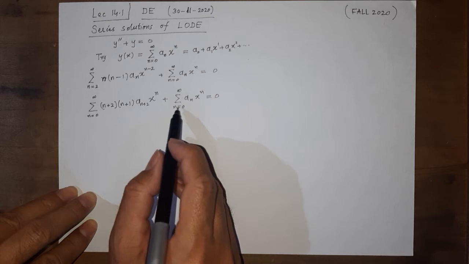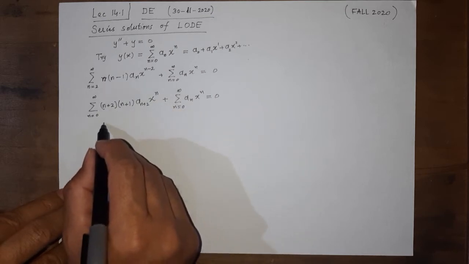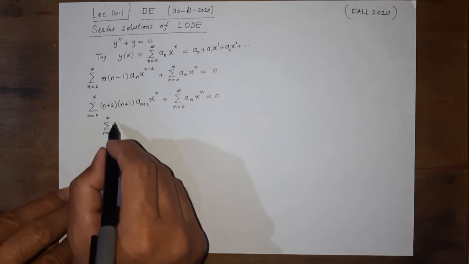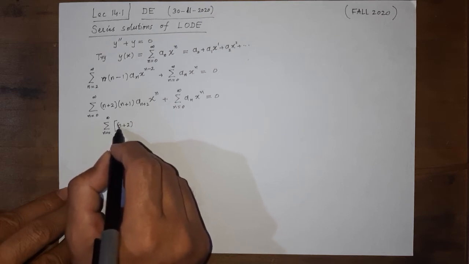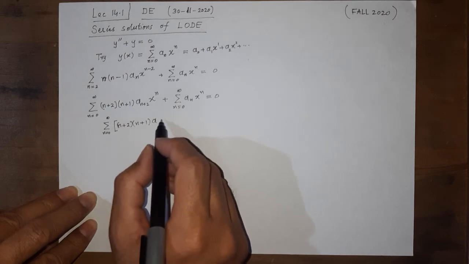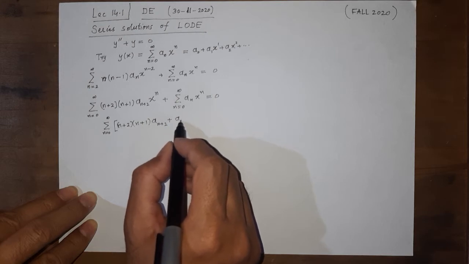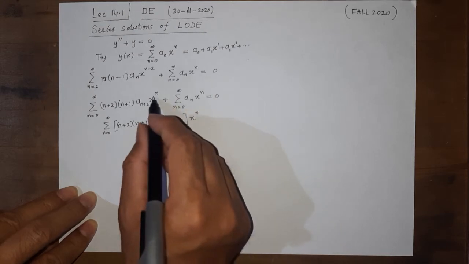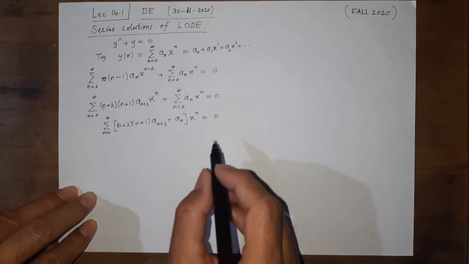Now we have the same summation signs, so we can combine them into one. We can write the summation from 0 to infinity and combine the two terms: n plus 2 into n plus 1, a n plus 2, plus a n, with x raised to power n common in both of them, equal to 0.